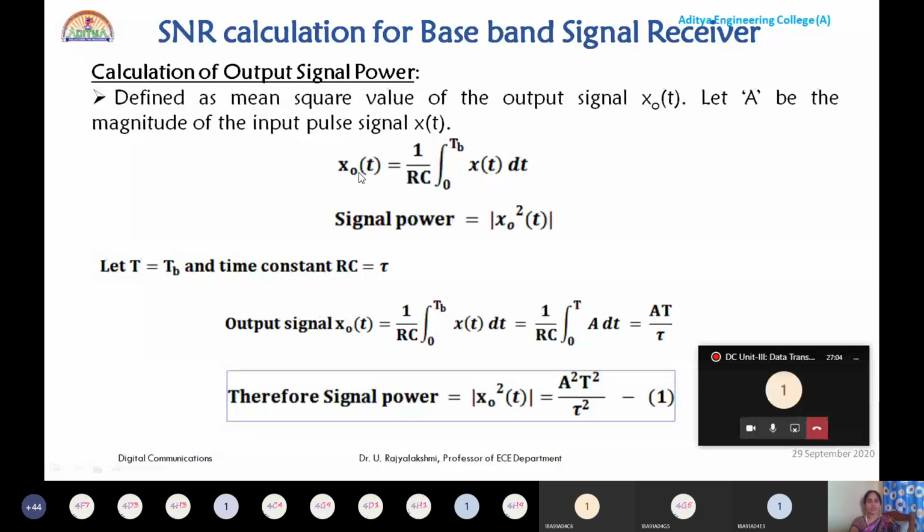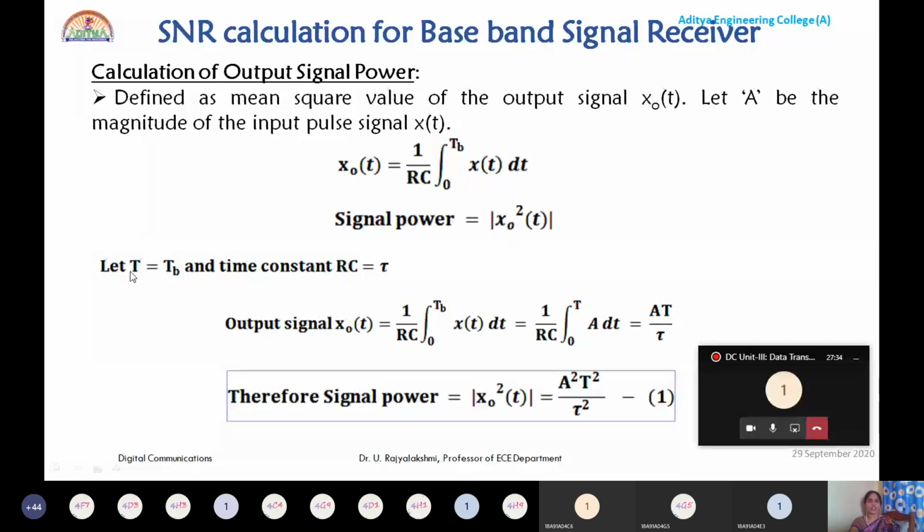Now, what is x_0(t)? x_0(t) is the integration of the input signal, and here for some time we don't consider the effect of noise. So for evaluation of output signal power, let us not consider the noise component. Now what is x_0(t)? 1/RC integral 0 to Tb x(t) dt. Now what is the signal power? The mean square value of the output signal, that is x_0 squared of t.